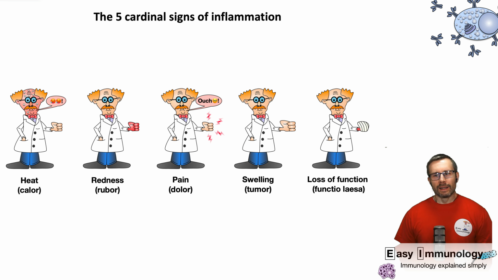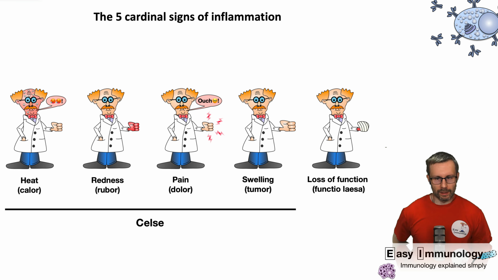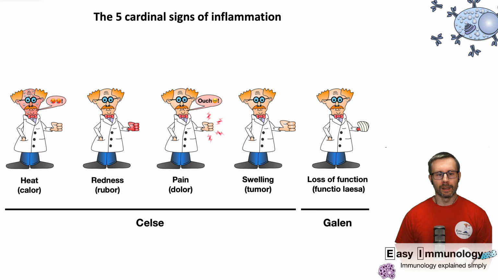And these 5 signs of inflammation were discovered nearly 2,000 years ago by Celsus and Galen. One was a Greek scientist, and the other one was an Italian or Roman scientist. And therefore these signs of inflammation have Latin names. So heat is called calor, redness is called rubor, pain is called dolor, swelling is tumor, and loss of function is called functio laesa. So these are the typical signs of inflammation that you can also use in your day-to-day life to judge if something is inflamed. And I think then it's quite obvious.